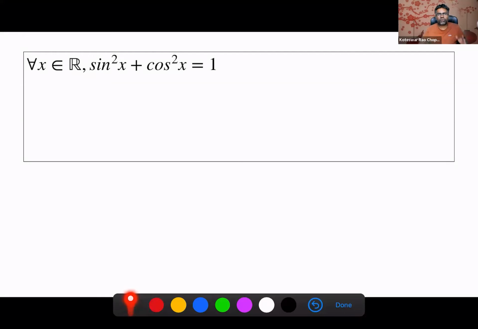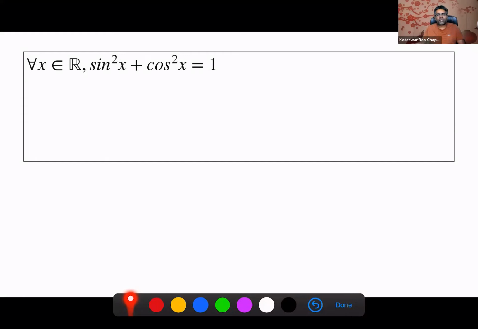Now, you also have two other identities which are based on this. Do you recall those? Anyone? You have two more identities which are derived from this identity. Sir, it would be 1 plus tan square x, that is okay. 1 plus cot square is also okay.